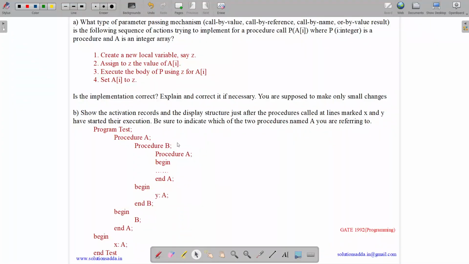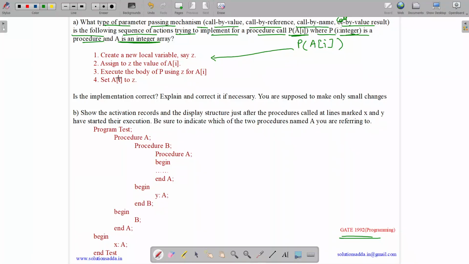This question belongs to the programming subject and was asked in GATE CSE 1992. The question states: what type of parameter passing mechanism, call by value, call by reference, call by name or call by value result, is the following sequence of actions trying to implement for a procedure called P(I, A), where P is a procedure, I is an integer and A is an integer array. So we have a procedure P which takes parameters A of I, where A is an array and I is an integer.